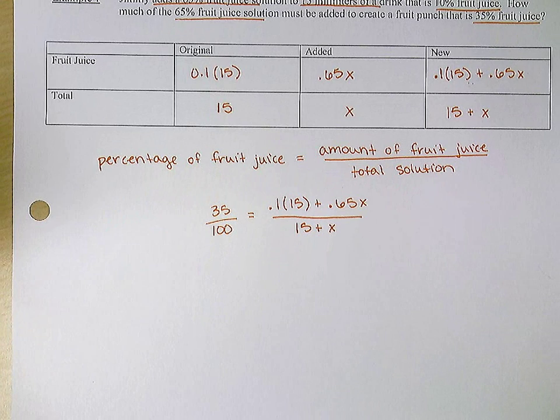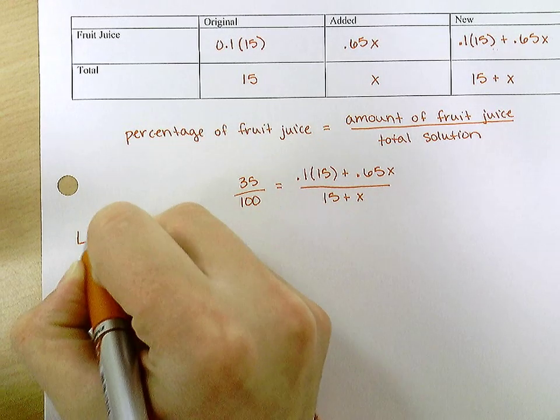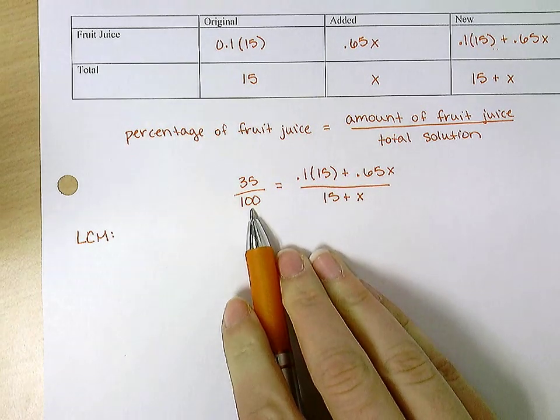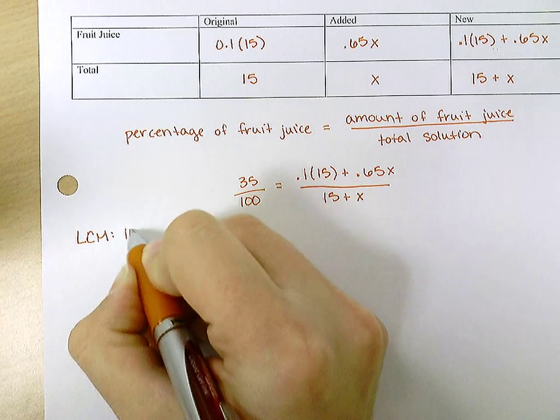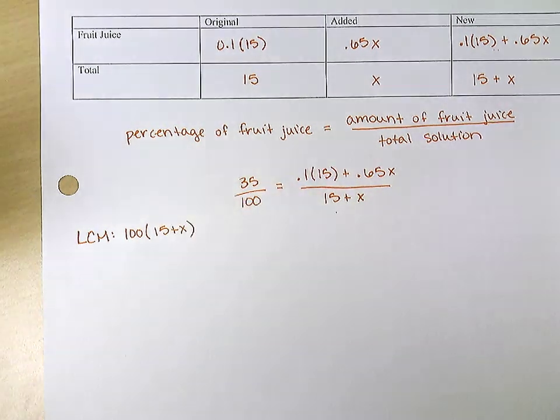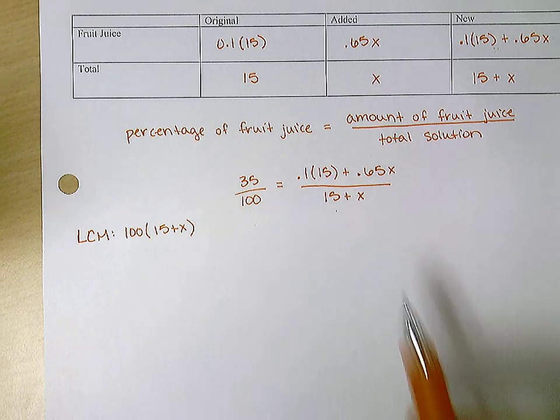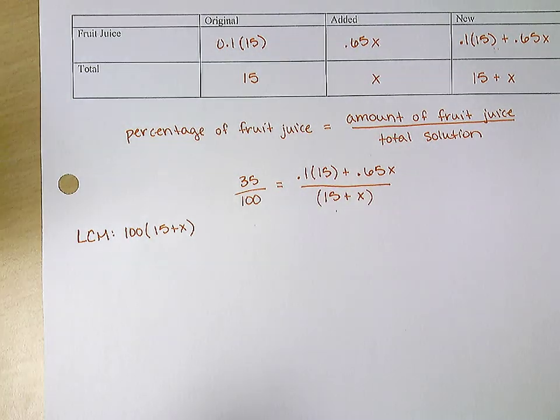Now we have this rational equation that we've already learned how to solve. You need the LCM of both denominators, right? Well, the LCM is going to be 100 times 15 plus x. I could factor out 100, but there's not really any point to do that because 15 plus x is already factored, and that's the only part of that one.